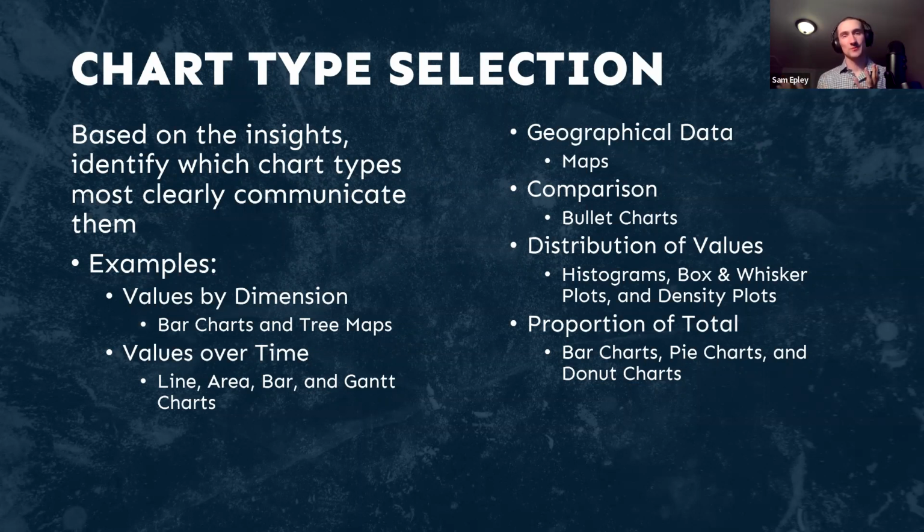And then proportion of total. So kind of like a tree map, but slightly different. I like to call this section the baked goods chart section because you've got bars, pies, and donuts. And I am a fan of all 3 of those things.